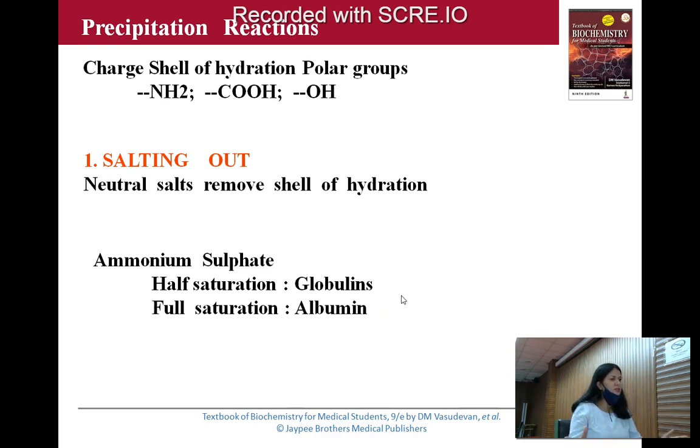So the bigger the surface area, the more layers of hydration there will be. It is difficult to remove or precipitate out those types of proteins. This neutral salt solution removes the layer of hydration surrounding the protein molecules, due to which the protein molecules tend to aggregate and then get precipitated out. This is known as salting out.